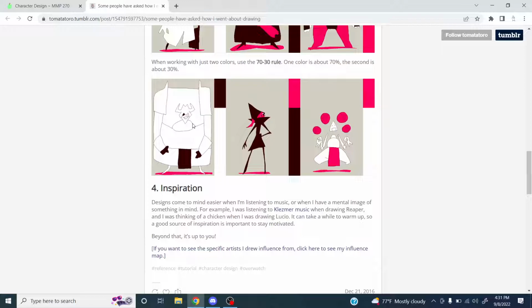So again, these aren't necessarily requirements of character design, but it's good to come up with these rules that you can apply to all of your characters, so that within the game, the different characters have the same aesthetic or follow the same conventions.